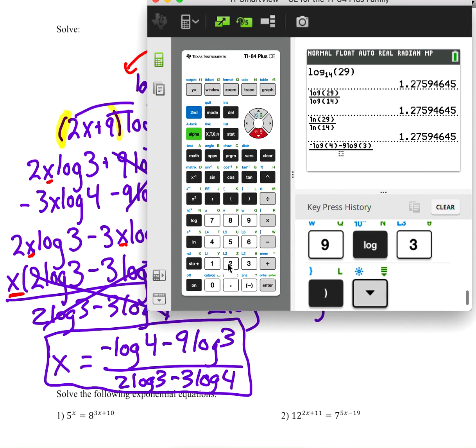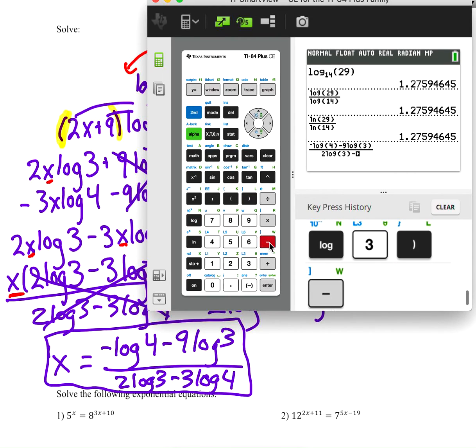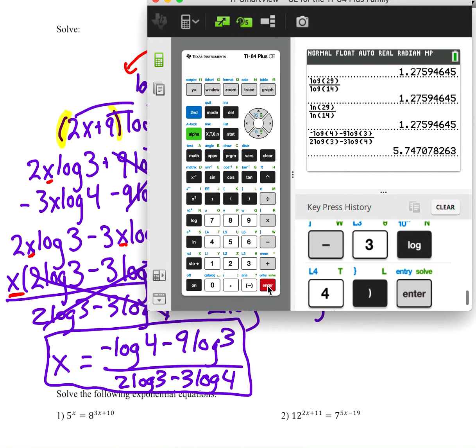Over 2 log of 3 minus 3 log of 4. And you should see what it would round to. Rounding to the nearest thousandth would be 5.747. So here, I'm going to write x is about 5.747. You could also write that if it asks you to round.